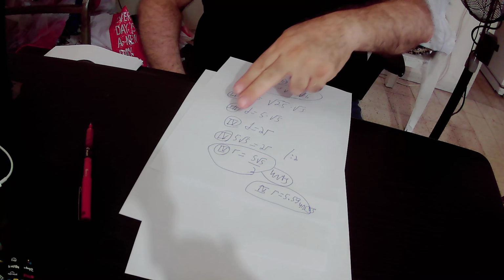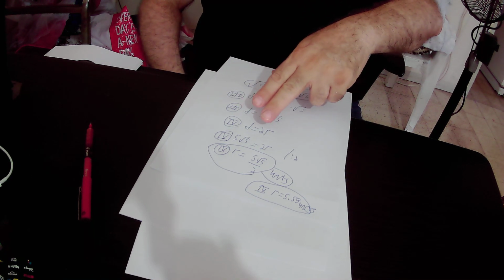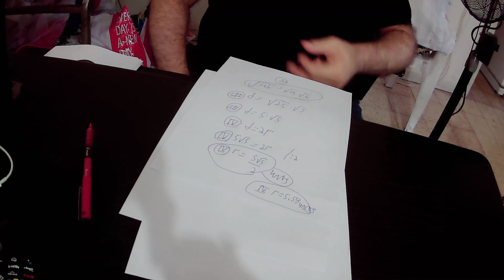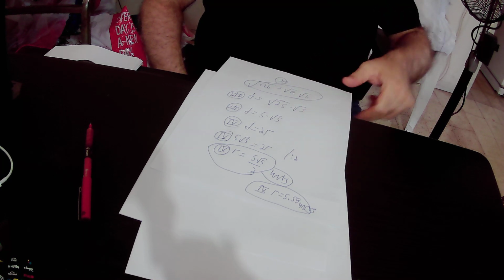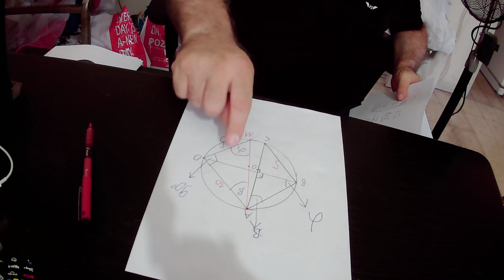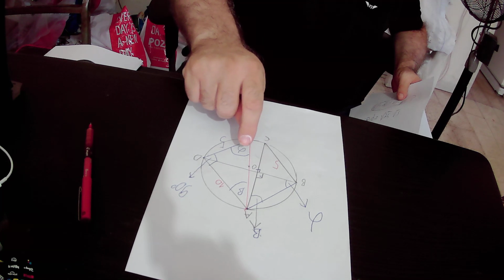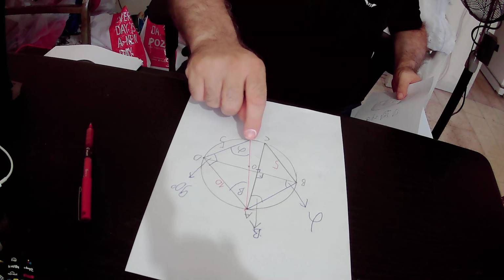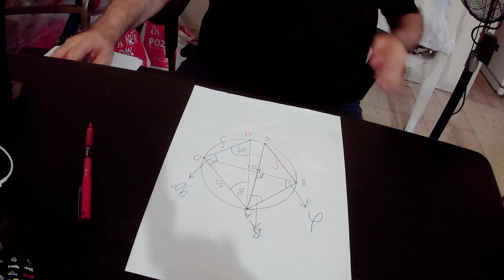We divided equation number 4 by 2. We got that the radius of the circle equals 5 times root 5 over 2 units, or approximately 5.59 units. So the radius of this circle equals 5 times root 5 over 2 units. Okay, thank you very much.